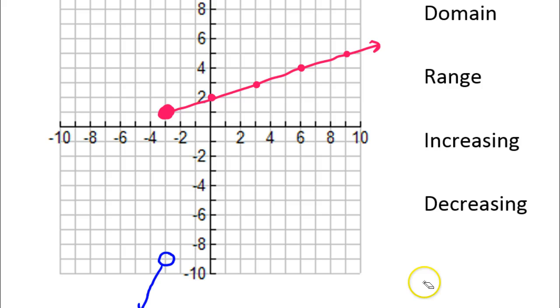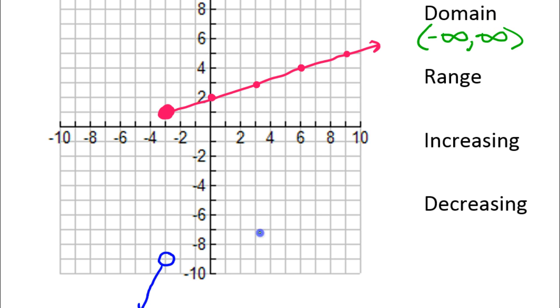Anyway, let's talk about the domain and the range and increasing and decreasing. Okay, so the domain. Well, this graph goes to the left forever and it goes to the right forever without missing any x values. This one stops at -3 and this one begins at -3. So nothing is left out. So the domain is -infinity to +infinity.